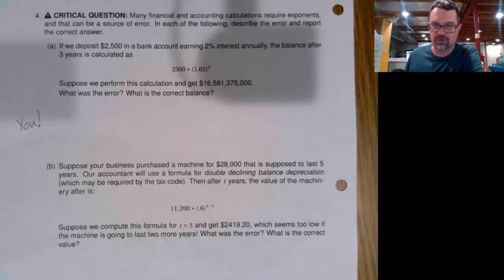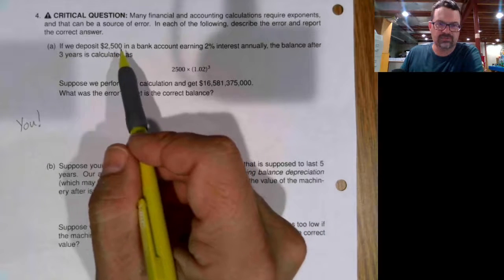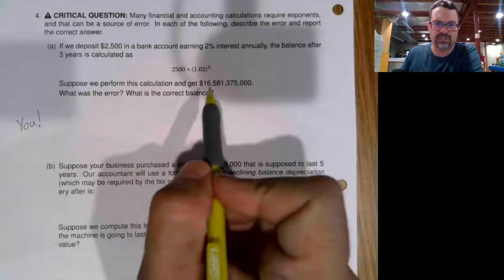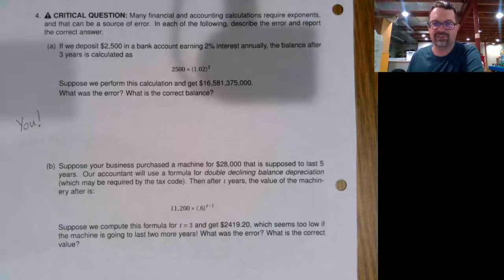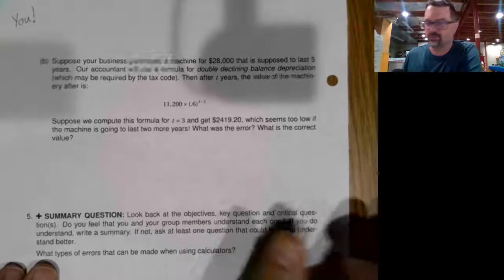I'm actually going to let you do this problem on your own. If you look at the situation, $2,500 in a savings account that earns 2% interest, 3 years later, it's worth $16.5 billion. That'd be great, but it doesn't work that way, so something went wrong with that computation. I'm going to go through this one with you instead.